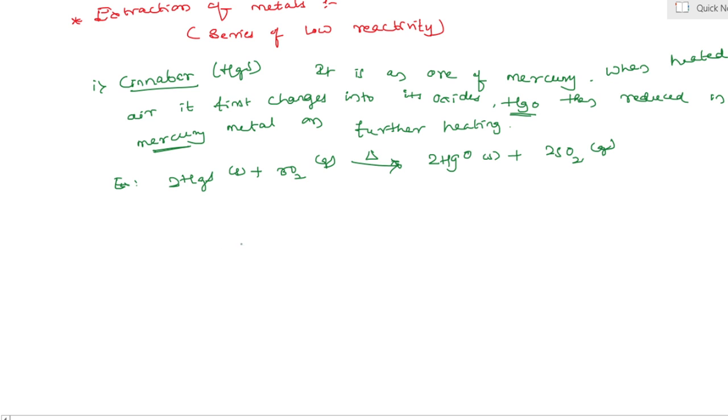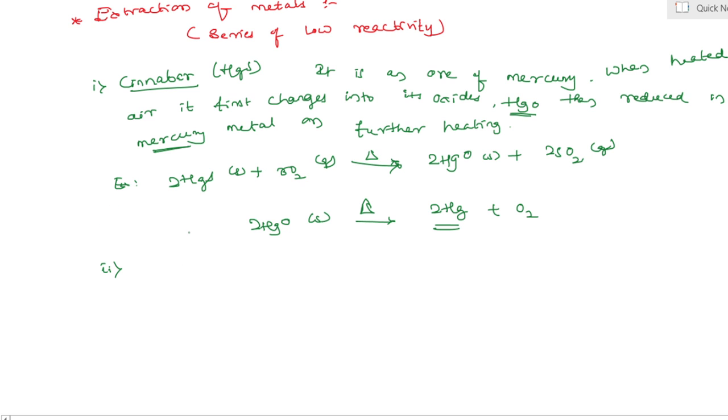Yes, my dear students, afterwards on heating mercury oxide, what can it give rise to? It can give rise to mercury as well as oxygen. In this way the mercury is obtained from cinnabar. First of all it is an ore of mercury. When heated in air, it first changes into oxide form, HgO, then reduced into mercury metal on further heating.